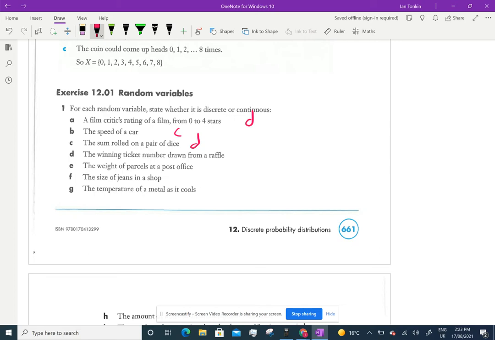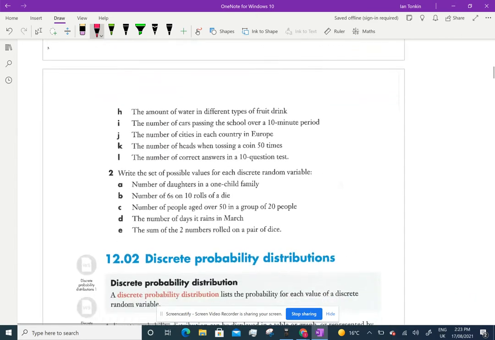The winning ticket in a raffle. I think that's discrete as well, because there are set numbers. You can't have ticket 2.3478. The weights of parcels at the post office, continuous. You can see where this is going. So you should be able to finish that.